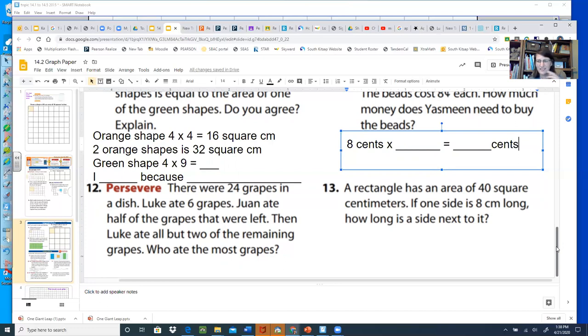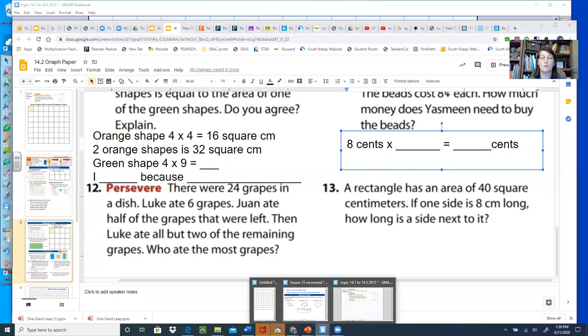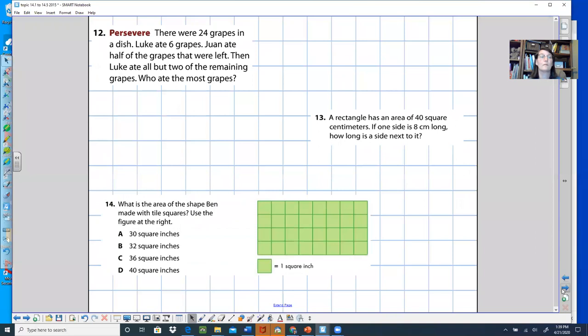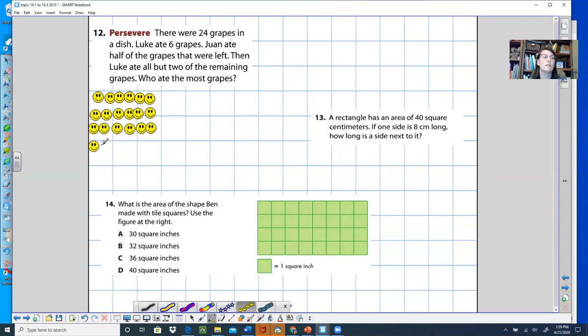I'm going to switch back to the smart board because this is one where I'd really like to draw a picture and I have not figured out how to draw in Google Slides. So I'm going back to the smart board for this one. There we go. So I'm going to start with 24 grapes. So let me come down here. And we'll do smiley faces as grapes. So 24 of them. 1, 2, 3, 4, 5, 6, 7, 8, 9, 10, 11, 12, 13, 14, 15, 16, 17, 18, 19, 20, 21, 22, 23, 24. Okay, there's my 24 grapes.